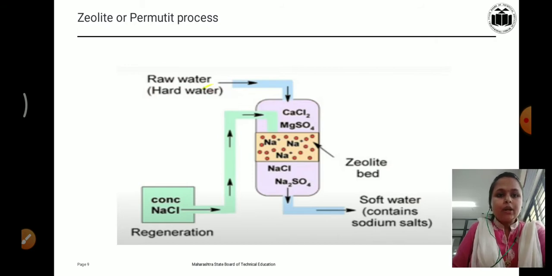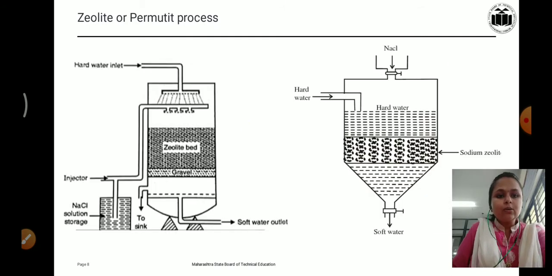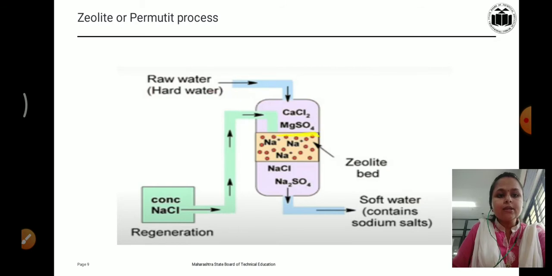So, when the raw water is supplied to this zeolite bed, it reacts with this NaZe, and after the reaction, soft water is removed through this bed. Hard water consists of impurities like calcium chloride, magnesium sulfate, and calcium and magnesium carbonates or bicarbonates. When such water enters this zeolite bed, it reacts with this sodium zeolite, and the calcium and magnesium replace the sodium of the zeolite.